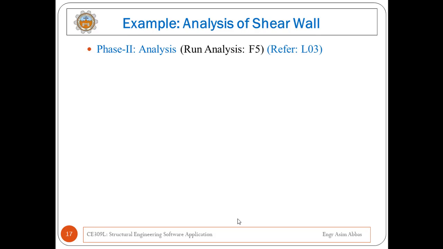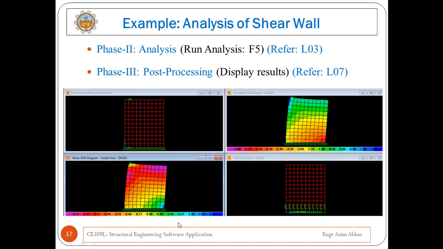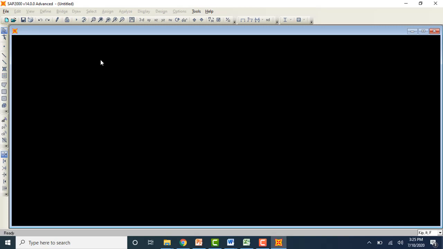Phase 2 is about analysis. In this phase, analysis is performed, and in phase 3, the different results are displayed. The different results of the shear wall in the example are given in this diagram. Now I will solve the shear wall example in SAP2000 step by step.